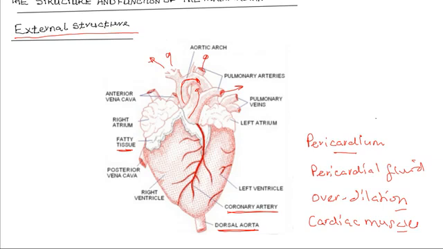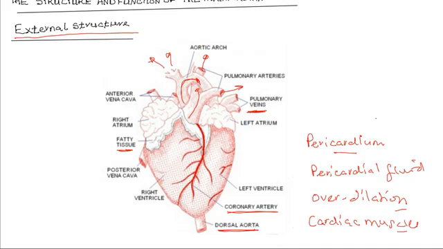There are pulmonary arteries and veins. We have the pulmonary vein, which brings blood from the lungs. So the pulmonary artery takes blood to the lungs for oxygenation, and then the pulmonary veins bring the oxygenated blood back to the heart.